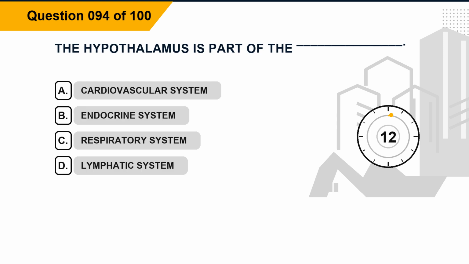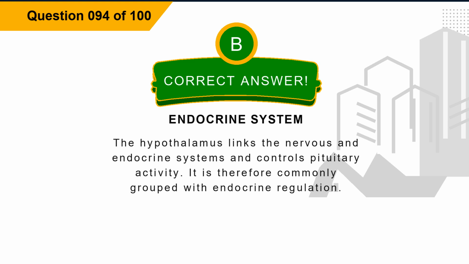Question 94. The hypothalamus is part of the blank. Option A, cardiovascular system. Option B, endocrine system. Option C, respiratory system. Option D, lymphatic system. The correct answer is option B, endocrine system. Explanation: the hypothalamus links the nervous and endocrine systems and controls pituitary activity. It is therefore commonly grouped with endocrine regulation.